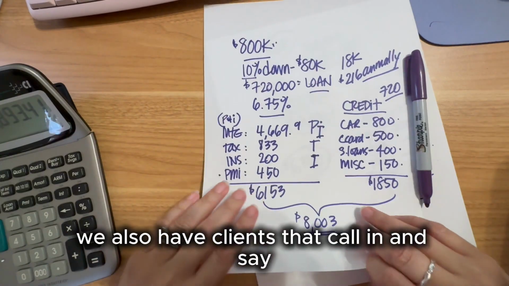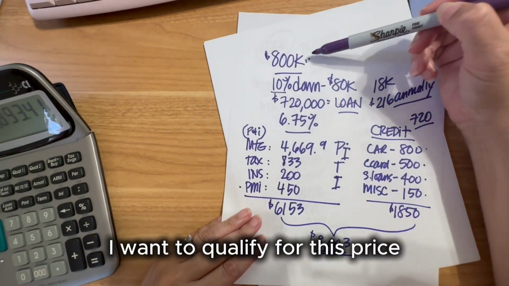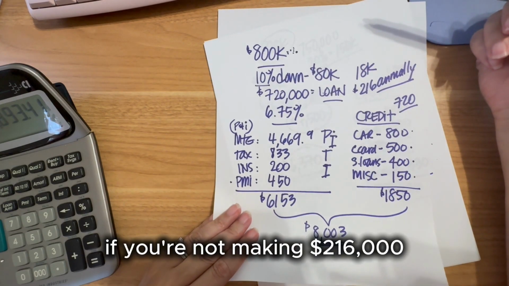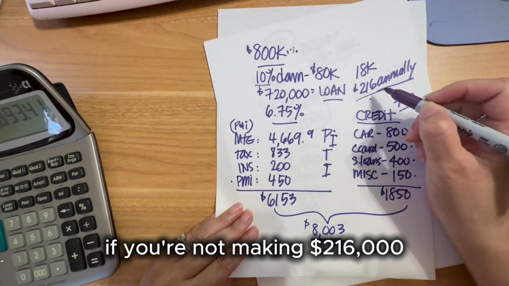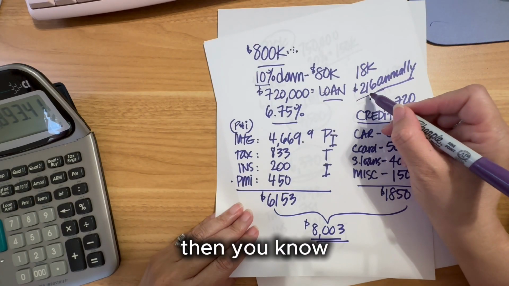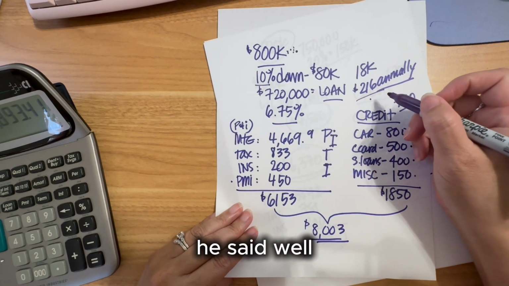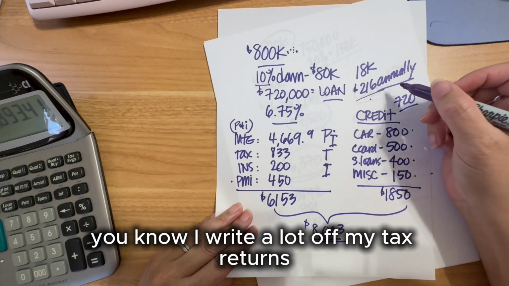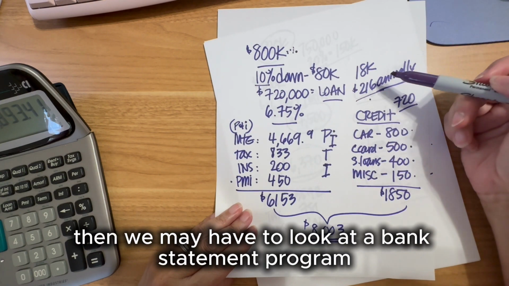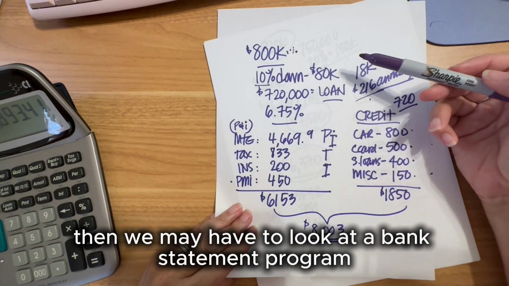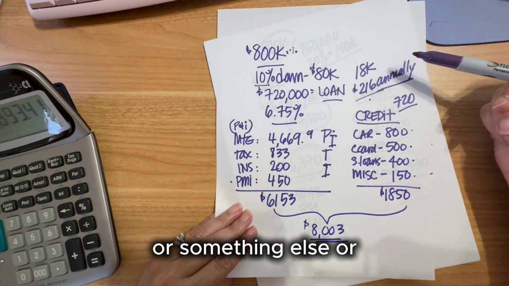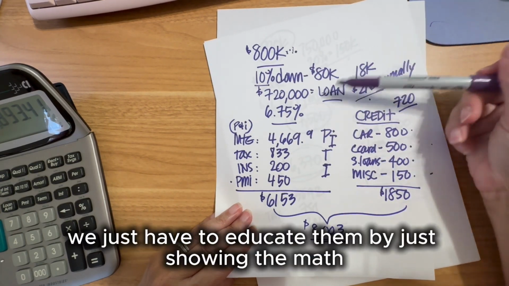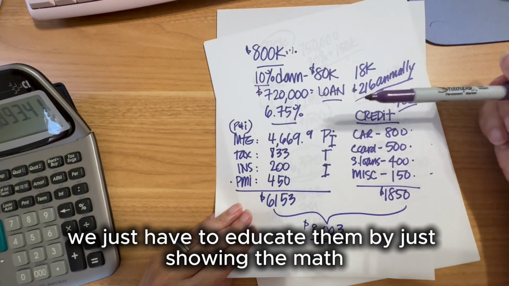We also have clients that call in and say, I want to qualify for this price. And we may have to tell them, well, if you're not making $216,000, then we'll have a challenge. You say, well, I do make 216, but I write a lot off my tax returns. Okay, then we may have to look at a bank statement program or something else. Or you may have to look at buying something lower than $800,000. So we just have to educate them by just showing the math.